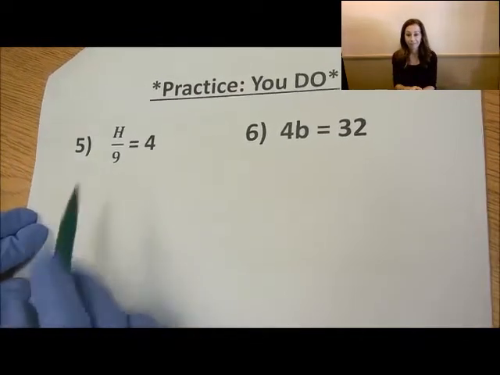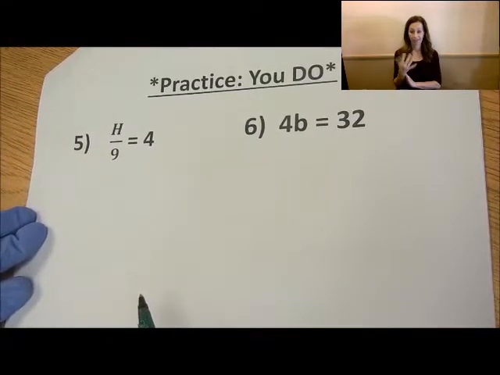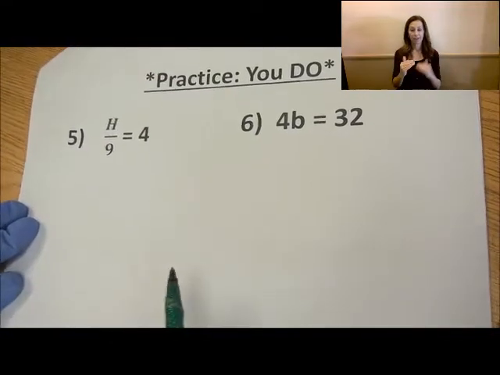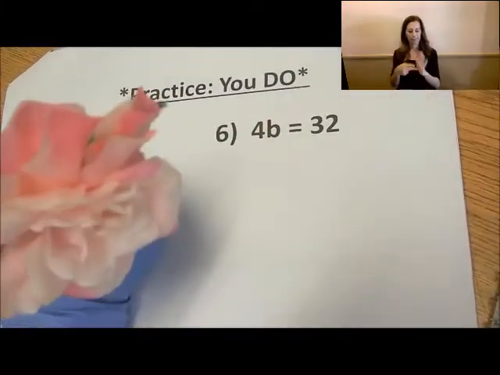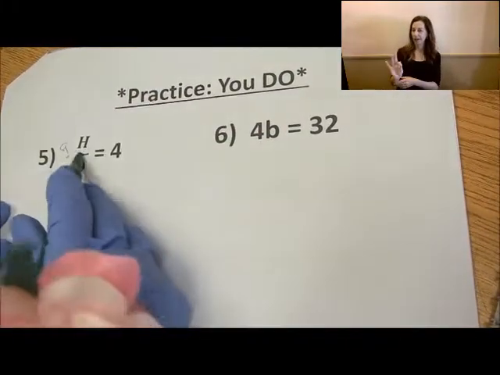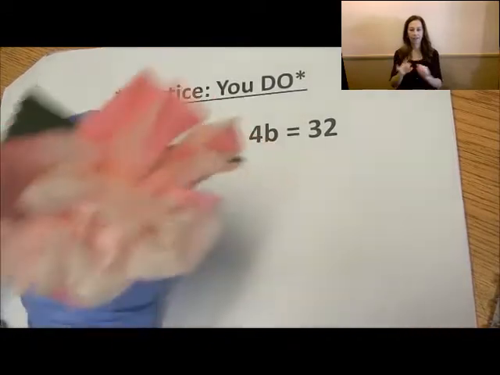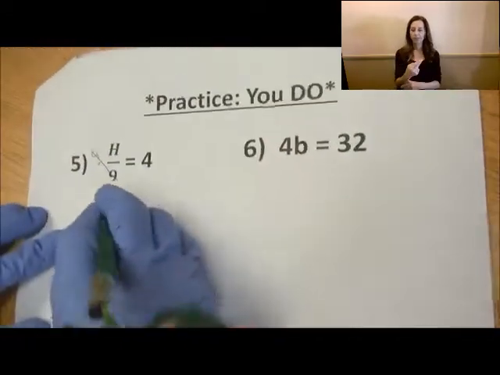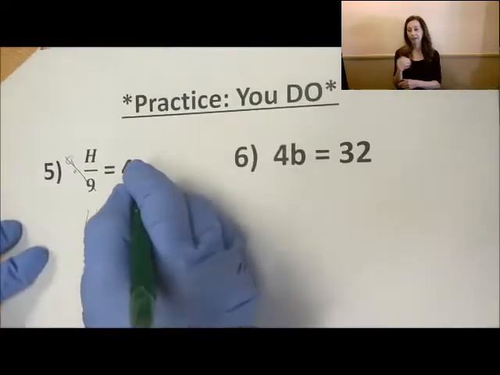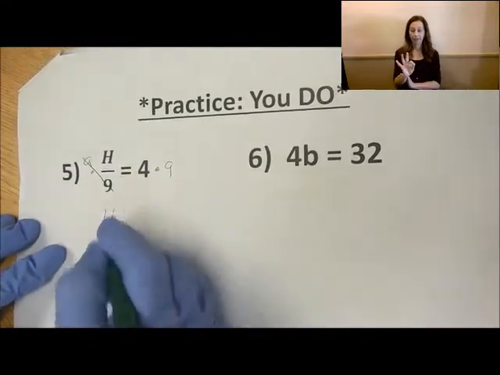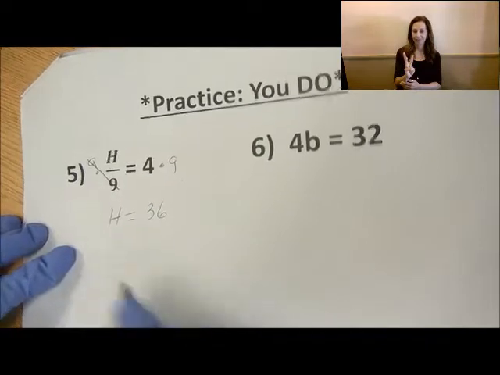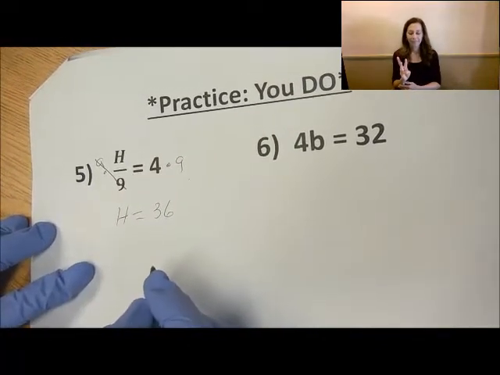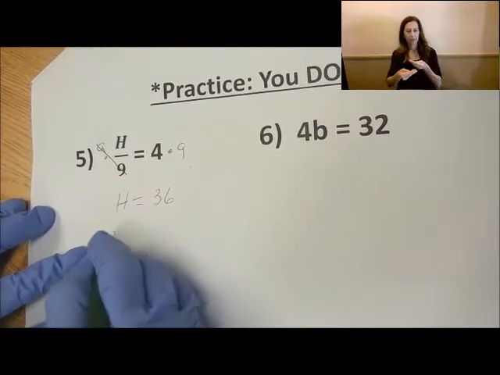Okay, problem number 5. h divided by 9 equals 4. So it's division. We're going to multiply by 9. So we have 9h divided by 9 is going to give us h. And we've got 4 times 9. So h equals 36.